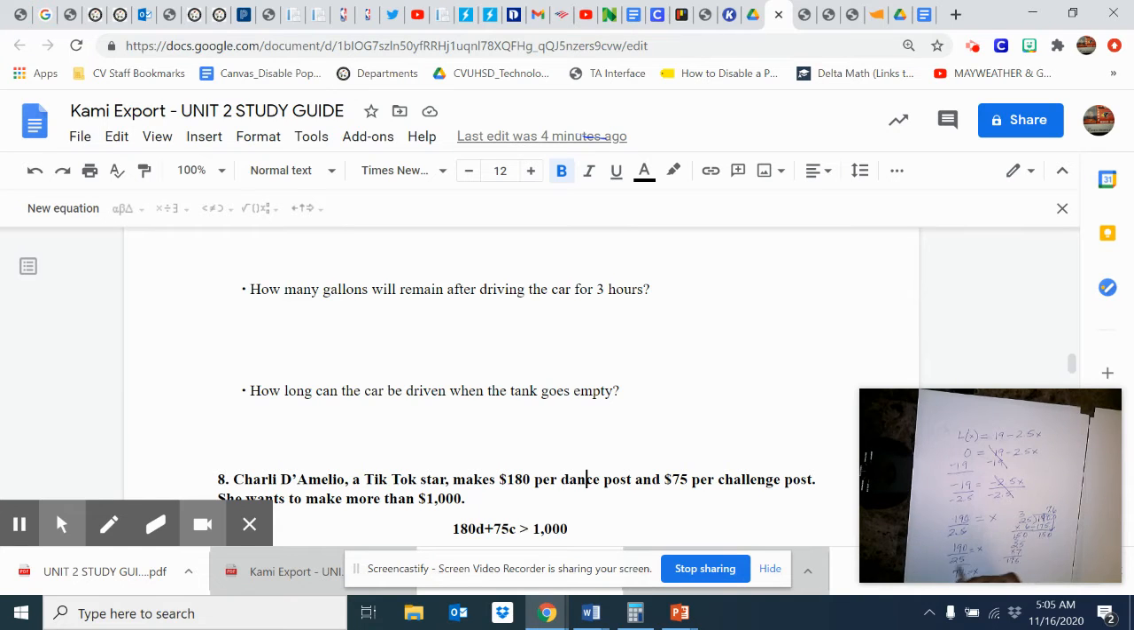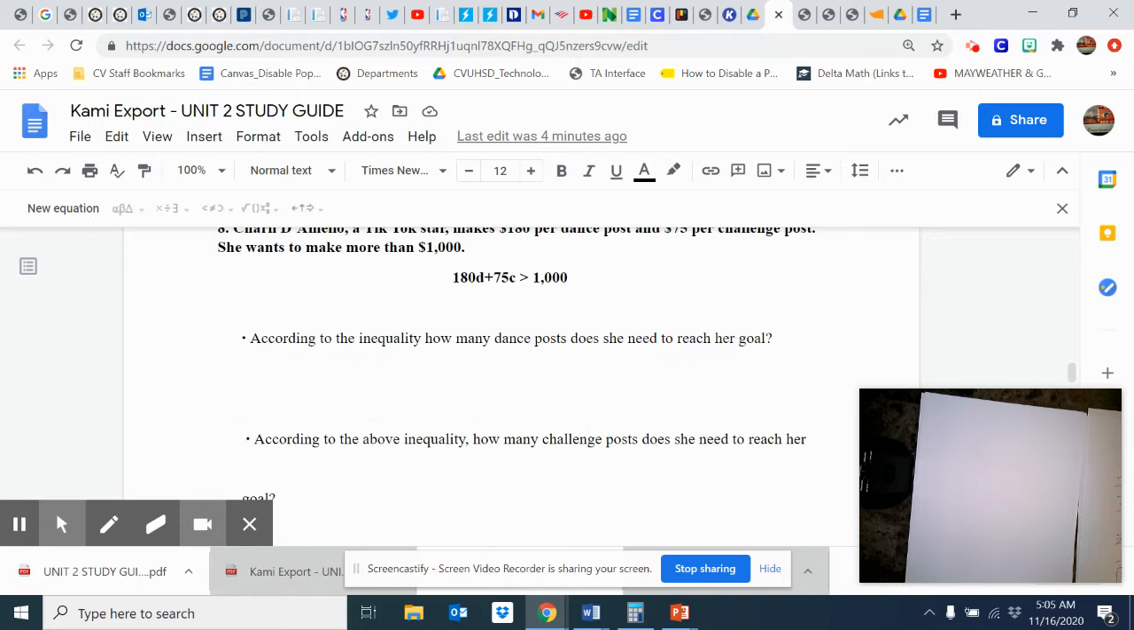Okay. 7.6 hours to run out of gas. To be empty, you have to put 0 in for your output when it says how long is it going to be empty. And you have to be able to solve it this way.